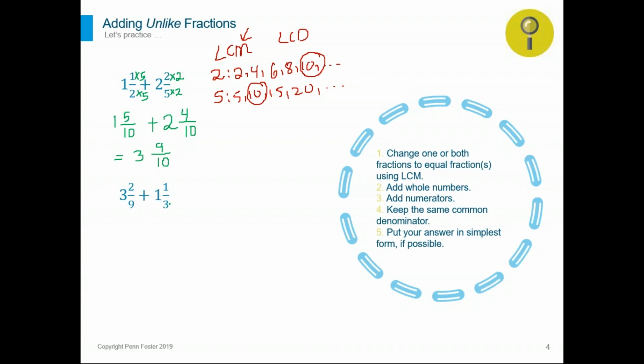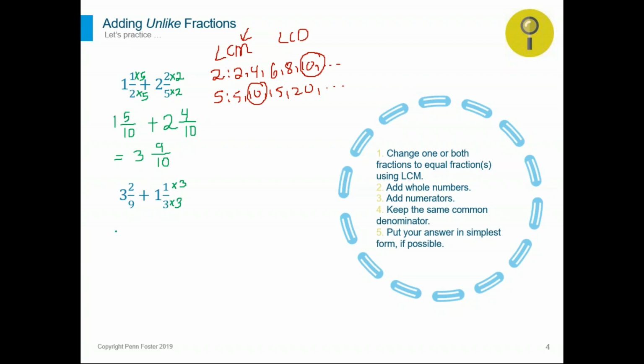3 times what will give you 9? 3 times 3. So times 3 and times 3. Do we have to change the first fraction? No. Is it the rule that you have to change both fractions like in the first problem? No. It depends on the numbers that you have in the denominator. In the first question, yes, we had to change both fractions. In the second question, no, we did not have to change both fractions, only one.